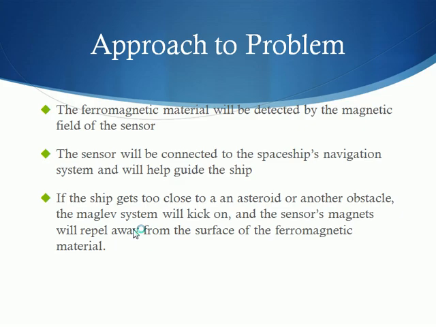Okay, so the ferromagnetic material, that is basically a fancy word for magnetic, will be detected by the magnetic field of the sensor. The sensor will be connected to the spaceship's navigation system and will help guide the ship to avoid a collision. And of course, if the ship gets too close to an asteroid or another obstacle, the maglev system, that is magnetic levitation, will kick on, and the sensor's magnets will repel away from the surface of the ferromagnetic material.